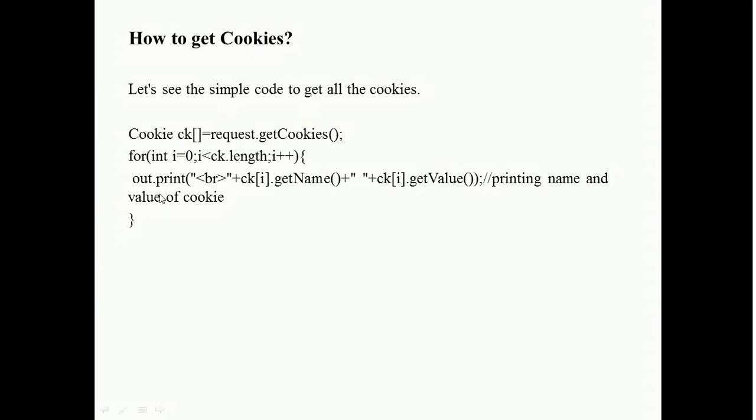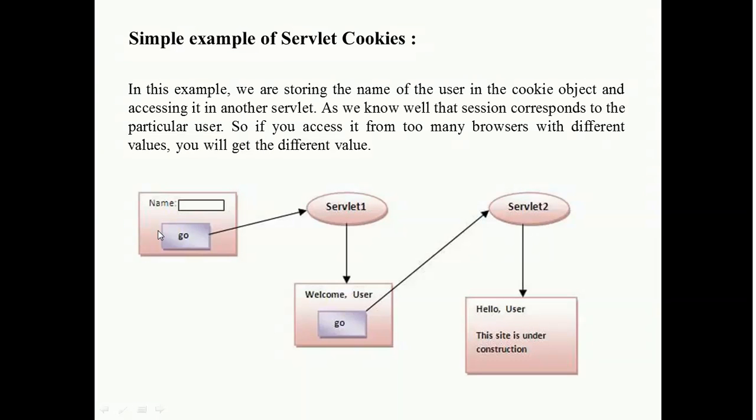So these statements define how to get the cookies. Next, let's see a simple example of servlet cookies. This figure shows an example of cookies. We are storing the name of the user in the cookie object and accessing it in another servlet. As we know, a session corresponds to a particular user, so if you access it from many browsers with different values, you will get different values.